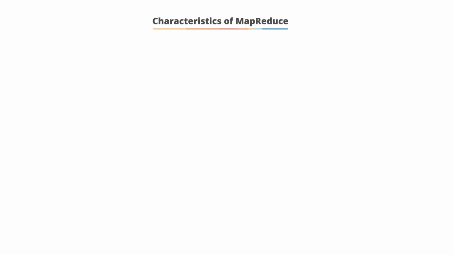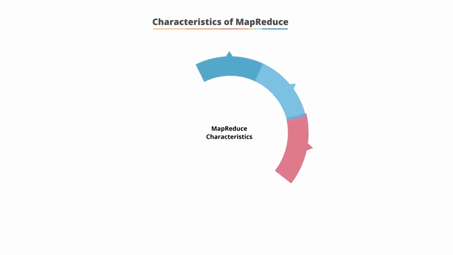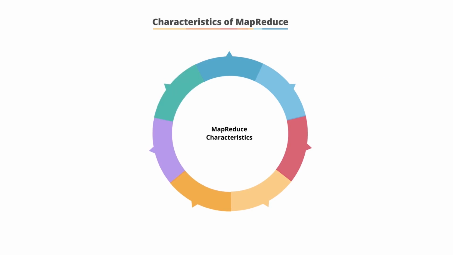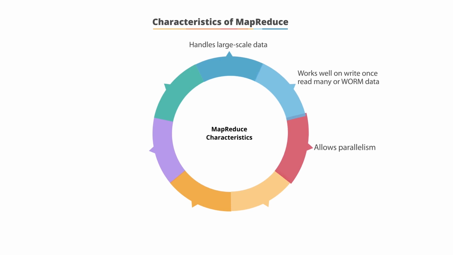Let's look at the characteristics of MapReduce. MapReduce is designed to handle very large-scale data in the range of petabytes and exabytes. It works well on write once and read many data sets, also known as WORM data. MapReduce allows parallelism without mutexes. The map and reduce operations are performed by the same processor.